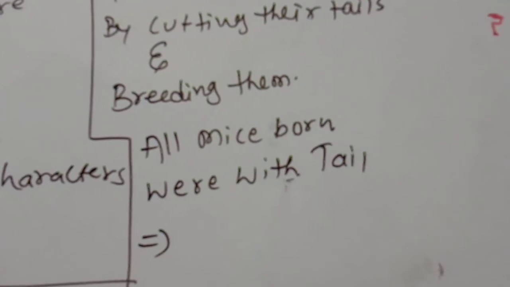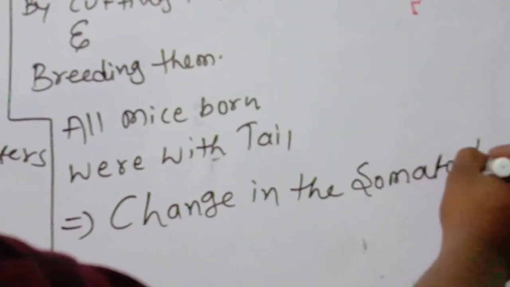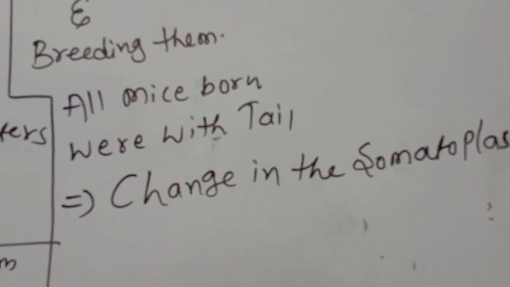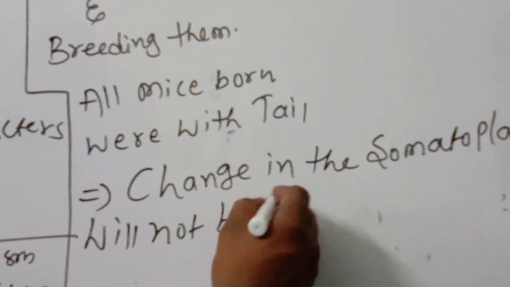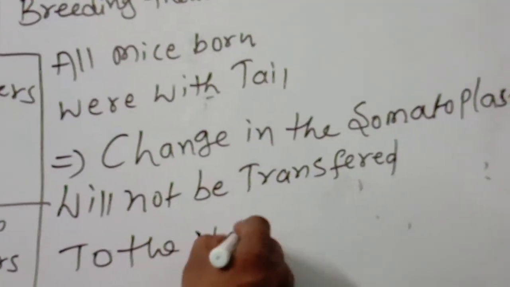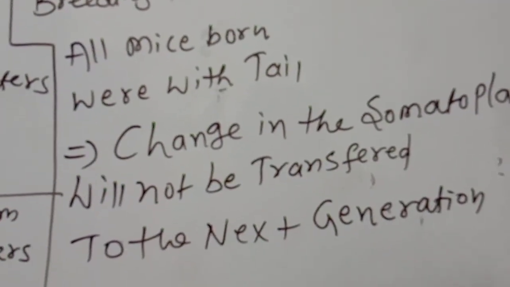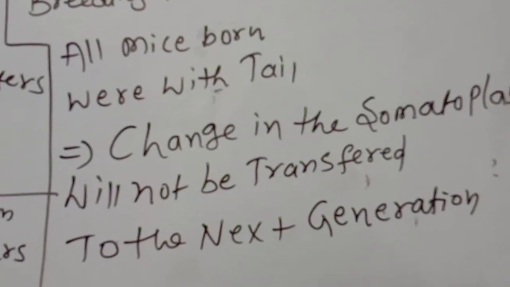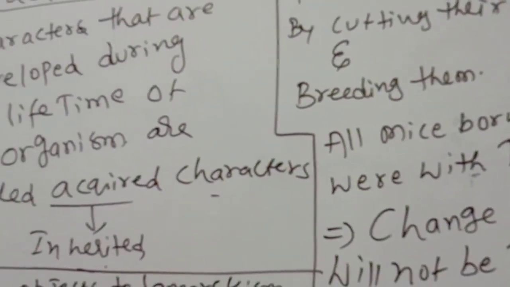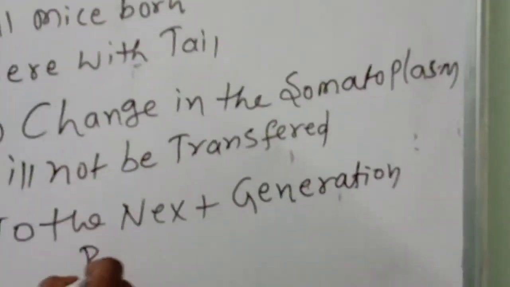What did he prove by this? Change in the somatoplasm. Somato means without involvement of reproduction. This part will not be involved in reproduction. Somatoplasm will not be transferred to the next generation. He took the mice, cut the tails and crossed them, but all the newly formed mice showed the tails. He cut the parents' tails, but the offspring mice showed the tail. According to Lamarck, all acquired characters should be inherited, but here they are not inherited at all.